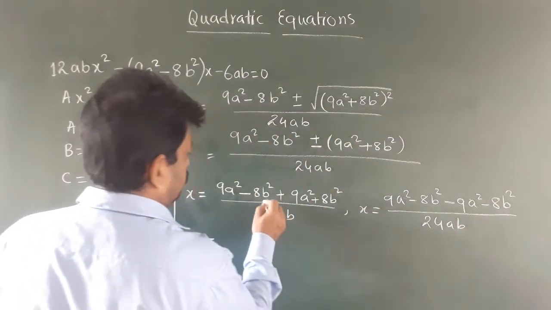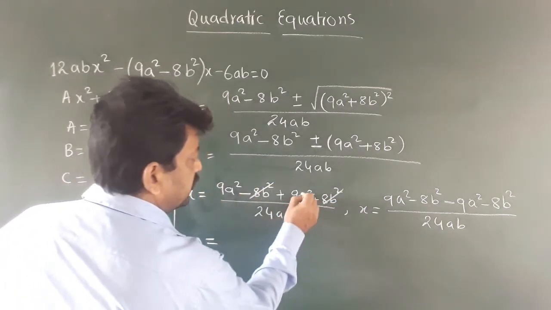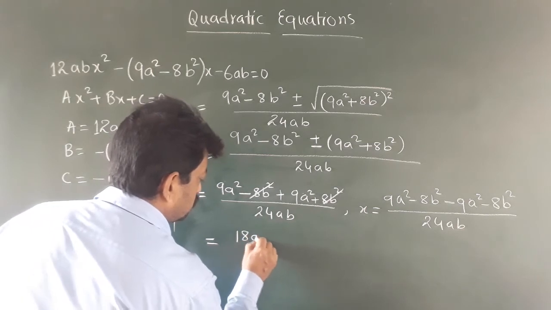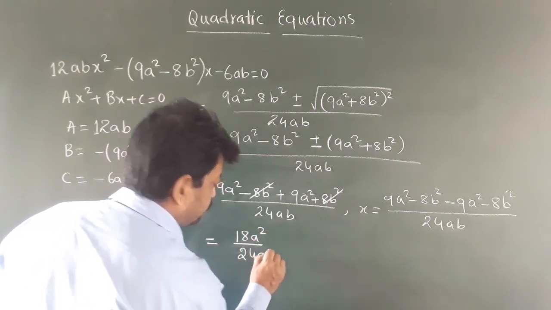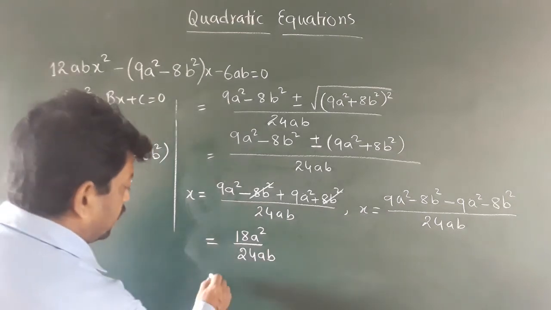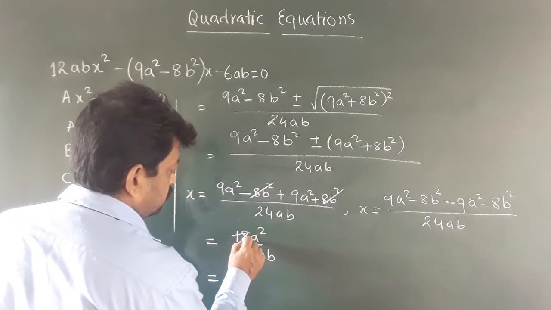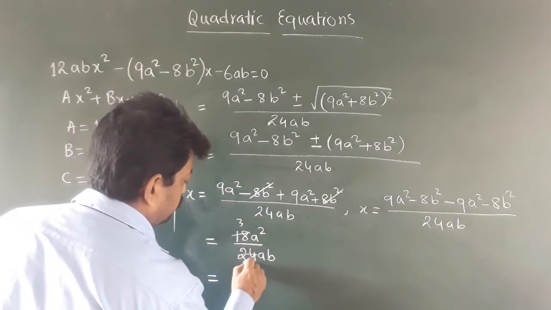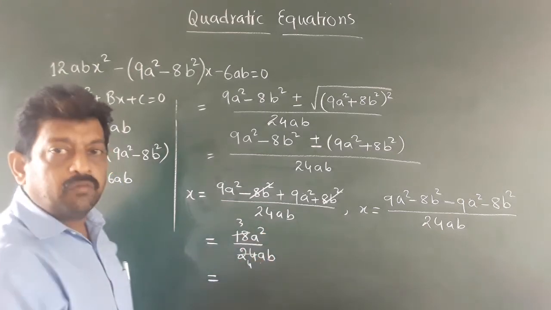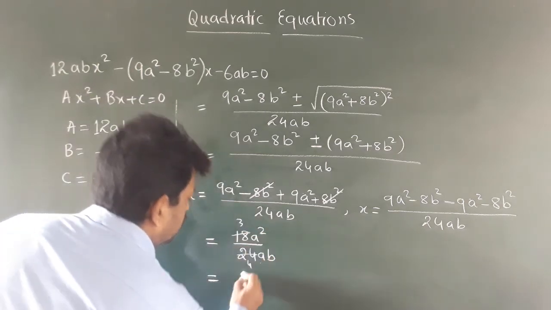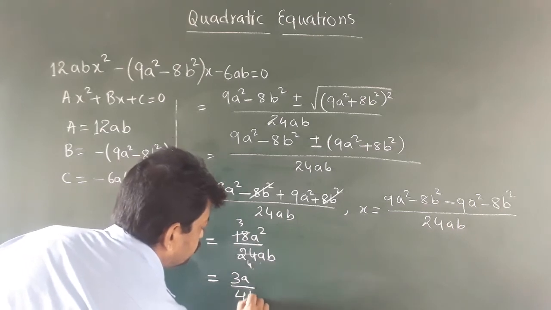So this minus 8b square plus 8b square is cancelled. So 9 plus 9, 18a square upon 24ab. After cancelling, 6 threes are 18, 6 fours are 24, and a square is there and a is there, so one of the a will be cancelled. So ultimately it will be 3a upon 4b.